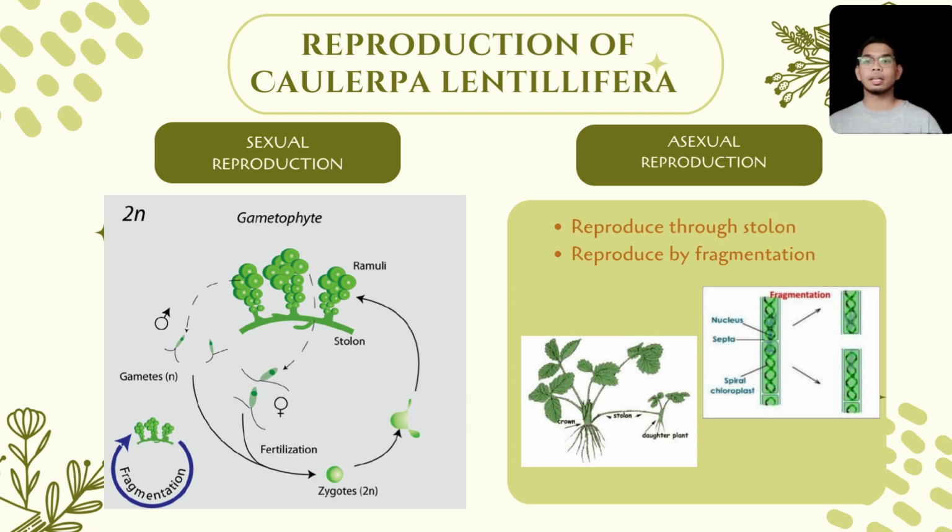Gametes are released in a mass spawning event, leading to fertilization and zygote formation, which settles and germinates into a new thallus. Mass spawning can cause significant ecological impacts such as rapid algae die-offs.